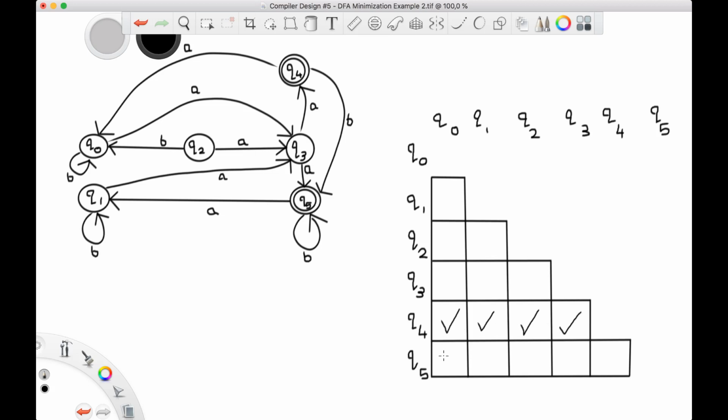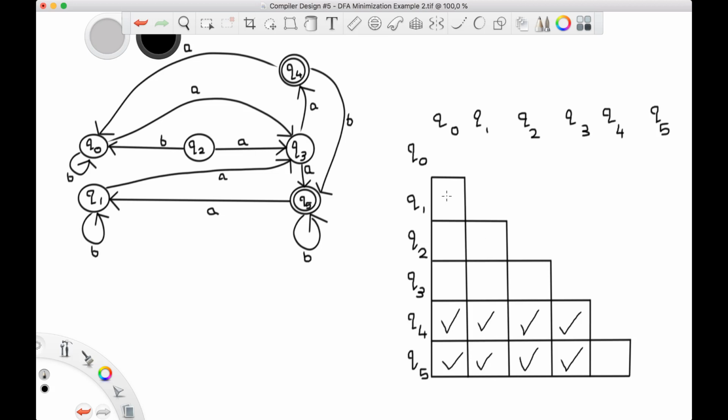And what about Q5? Well, again, Q0, Q5 is going to be ticked because one is a final state and one isn't. Same goes for Q1, Q5, Q2, Q5, Q3, Q5, but not Q4, Q5, because these are both final states, so they're not different, which means they don't need to be ticked.